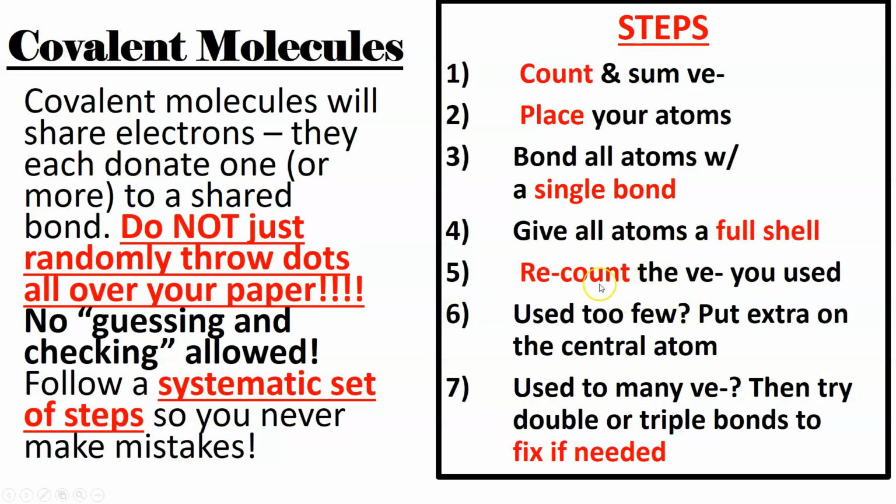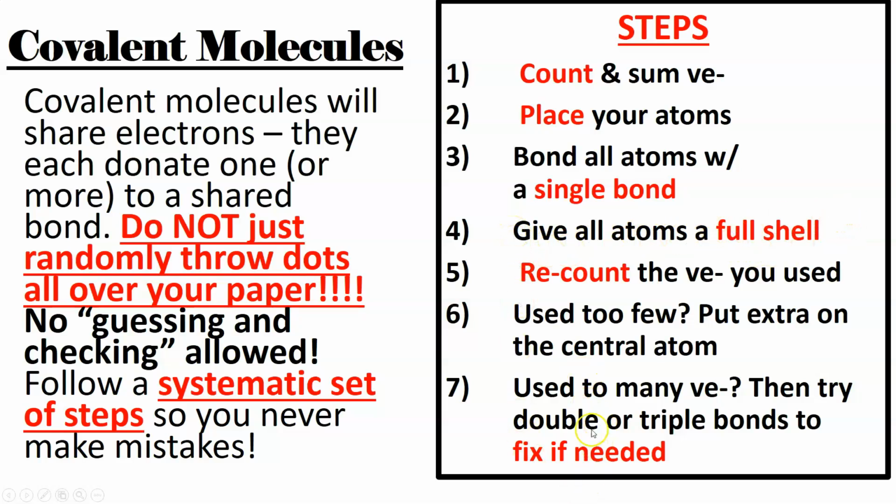Then I do step 5 and I count how many that I used. And if I didn't use enough, then I'm going to put the extras on the center atom. That's typically where the extras will go. If I recount and I've used too many electrons, right? Because step 1 tells me how many I'm allowed to use. Step 4 was how many I wished I could have.